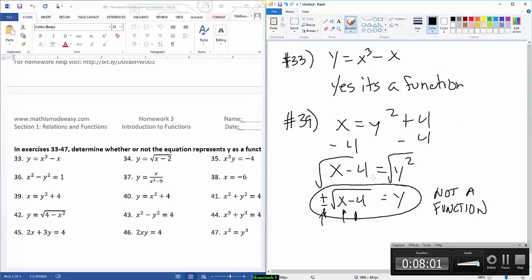Uh, 38. I have the graph x equals -6. So let's say that's -6 right here. Well, if I graph that, that super fails the vertical line test because it is a vertical line. So that's also not a function.